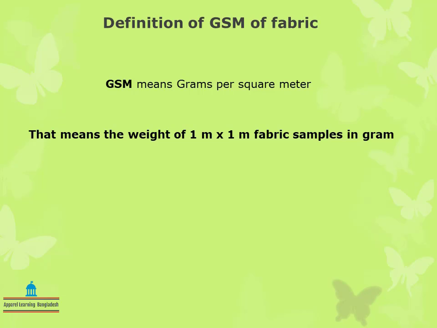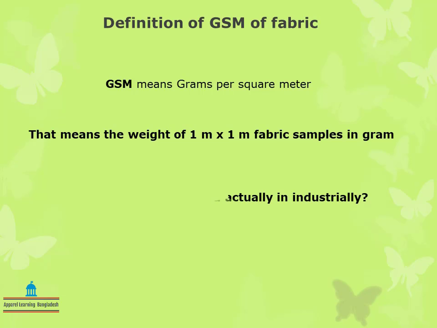So if the length of the fabric sample is 1 meter and its width is 1 meter and their weight is x in gram, then that x is known as the GSM for these types of sample. Higher the GSM of the fabric sample indicates the higher or more or larger density of the fabric.